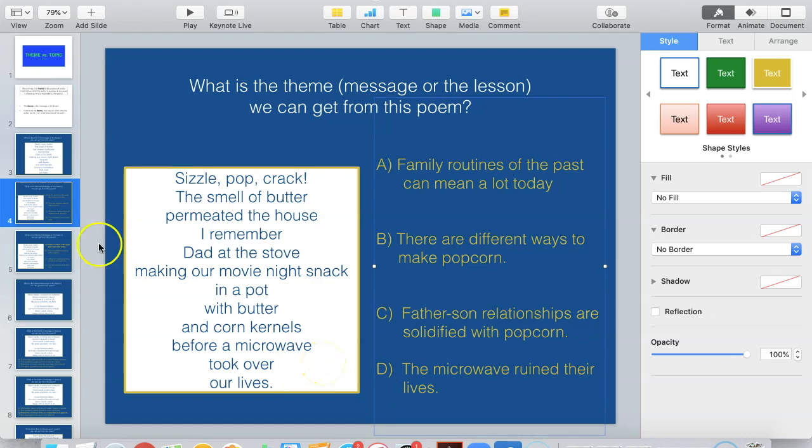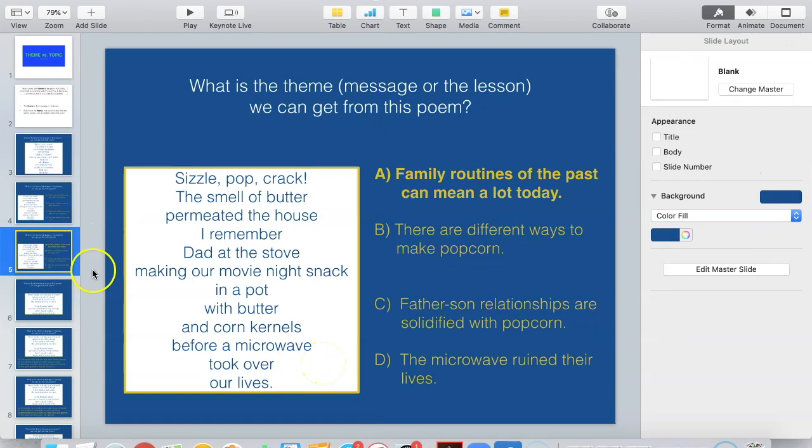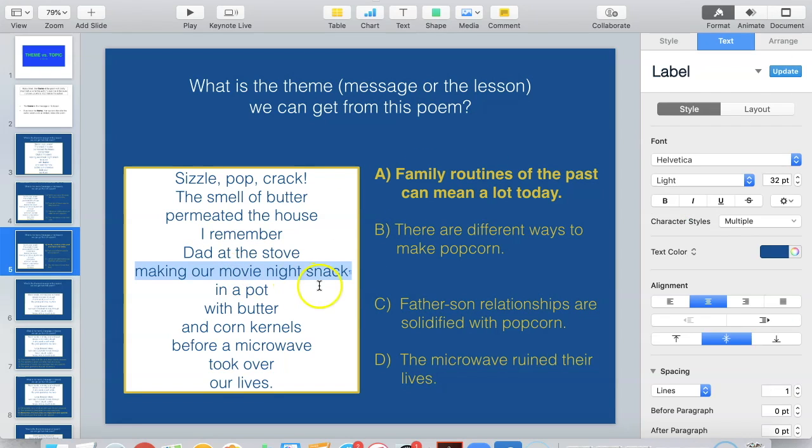So what's the one answer that we're basically left with, right? Family routines of the past can mean a lot today. And that family routine, you have to pay close attention because he says, I remember Dad at the stove making our movie night snack. You don't just have one movie night one time. That's like, oh, it's movie night, right? It's Taco Tuesday. It's movie night Friday, right? It's something that happens over time, over and over.